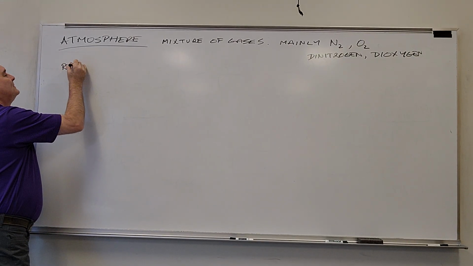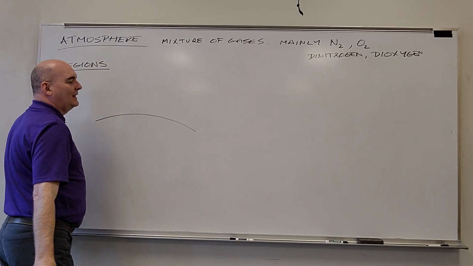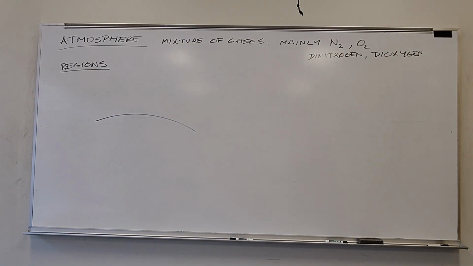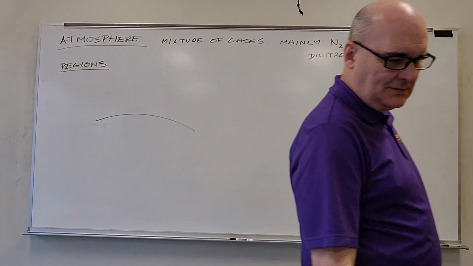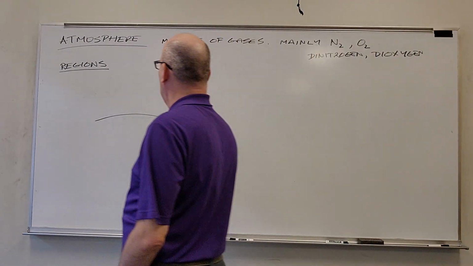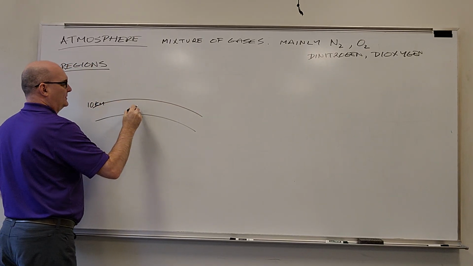And the atmosphere has regions. Our book only gives us 2 regions, and basically the regions in the atmosphere are dictated by altitude, how far away you are from the planet's surface. And actually our book does this in kilometers. It's about 10. Yeah, it's a little bit over 10. Here we go, 10 kilometers.